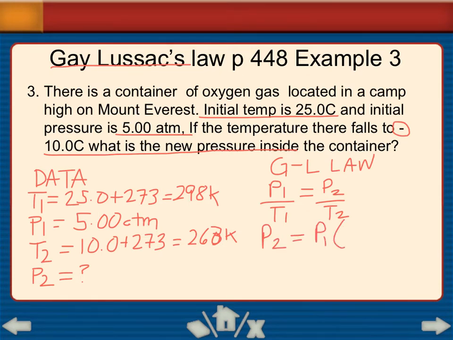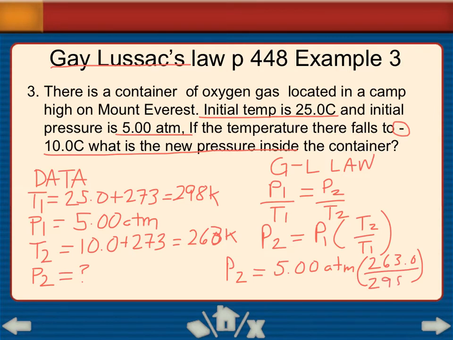P1 over T1 equals P2 over T2. We're looking for P2, the new pressure. So we solve for P2. We substitute the data into the equation. We need to be sure that we include the 3 sig figs. The answer comes out to be 4.41 atmospheres.